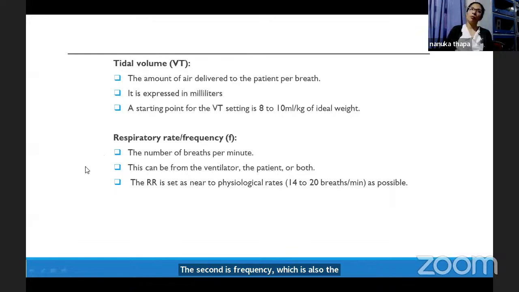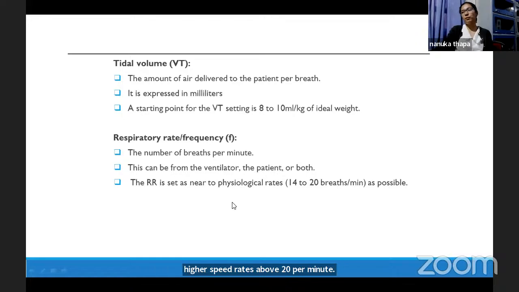The second is frequency, which is also the respiratory rate. This is nothing but the number of breaths that the patient is given per minute. It can be fully delivered by the ventilator, or it can be contributed by the patient as well. The commonly set respiratory rate is near the physiological rate, which is 12 to 14 per minute. This can be higher in pediatric patients and can be lower in patients with COPD who, as a part of their pathophysiology, take large volumes and low respiratory rates. In cases such as ARDS, we also take higher respiratory rates, above 20 per minute. So this is just a general recommendation.